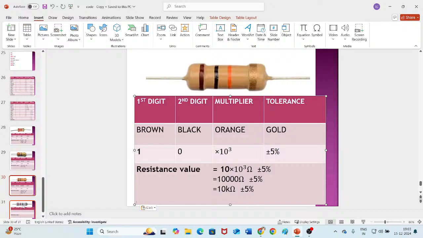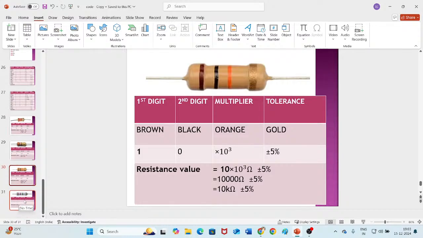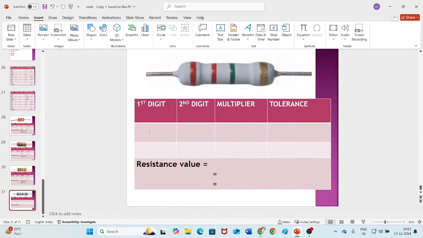Okay, so it's very easy. You can write the table on your own. One more last resistor and I will conclude this topic. So last one. It is also 4 band. You can see gold on the right side. That means this is our tolerance.